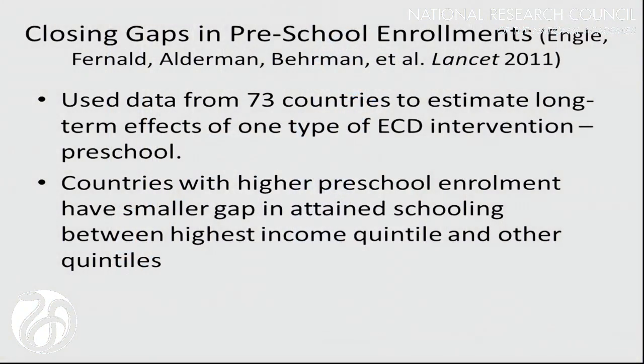I'm going to summarize briefly from the Engle et al. Lancet 2011 estimates some measures of the benefits from closing gaps in preschooling enrollment. The basic idea is what would happen if you close the gap between the top quintile and the other quintiles, or at least partially close such gaps. And that's reflected then in the relative schooling enrollment across the distribution, which is reflected ultimately in productivity or earnings.